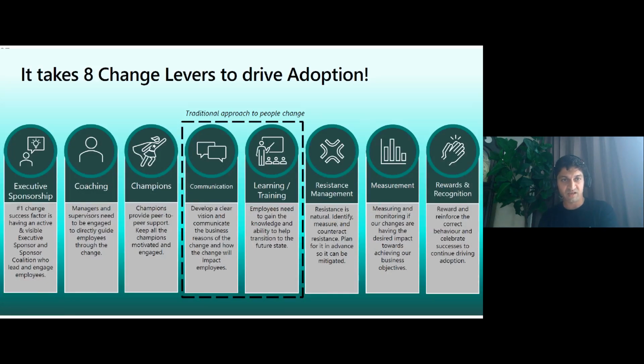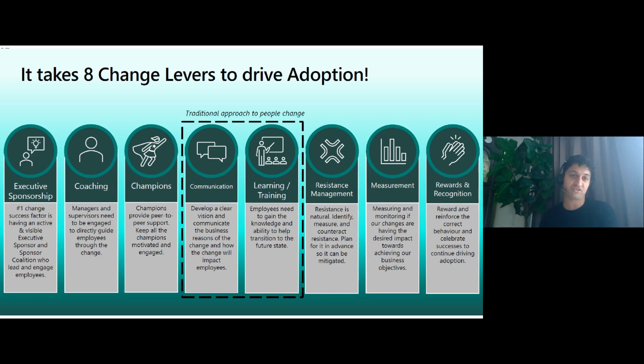Okay, so this is my last slide in the section. It's a really busy slide. I know, my apologies for that. But here's again, just to make it a little more real and practical, right? So these are the 8 change levers that help drive adoption and change management. The first one is exec sponsorship. I can't reiterate this enough. This is the single most important success factor in making sure a project is successful or a change lands. So having that exec sponsor and having an active exec sponsor is absolutely key.